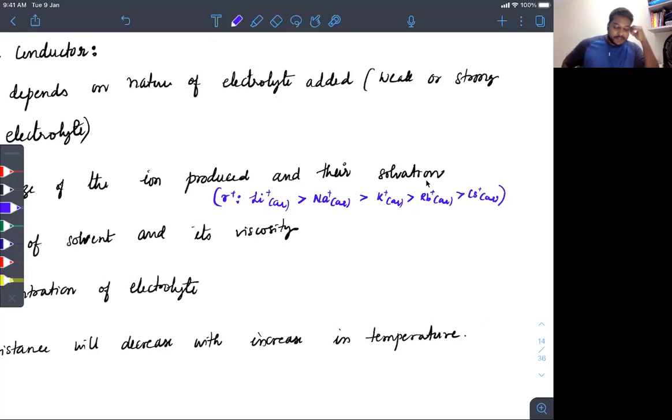So smaller the size, more is the hydration, more is the solvation. In case it is in some other solution, it will have more solvation. So the more the solvation, the more solvent molecules accumulate, and it becomes difficult for the movement of ions. Correct?